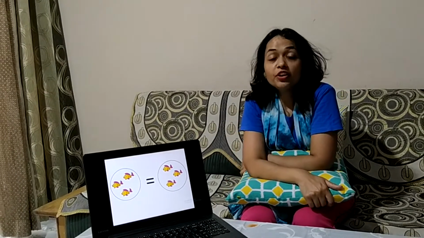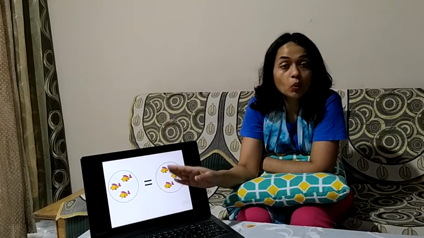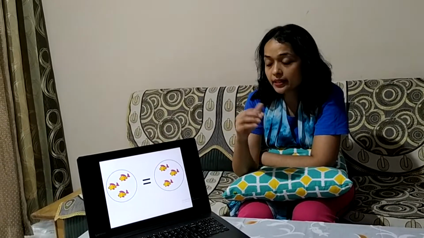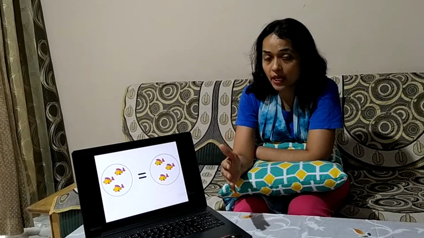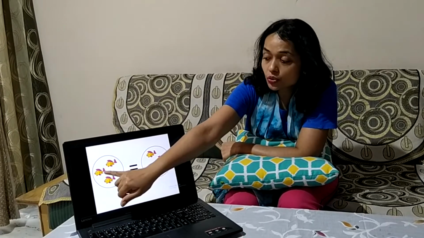Now we may have equal number of objects in groups. This is another concept we learned besides greater than and lesser than. We may have equal to as well. This is the situation when we have equal number on both sides. So here 1, 2, 3, 3 fish, and here 1, 2, 3, 3 fish. So this is the equal to sign, because now the alligator is confused. In both the groups we have equal number of fish. So alligator is confused, and now the sign is equal to.